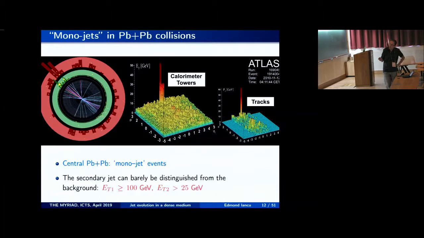And also, it's related to the limited resolution. This experiment, which is ATLAS, can only distinguish jets if they have an energy bigger than 25 GeV. Anything below 25 is seen as a part of the background.